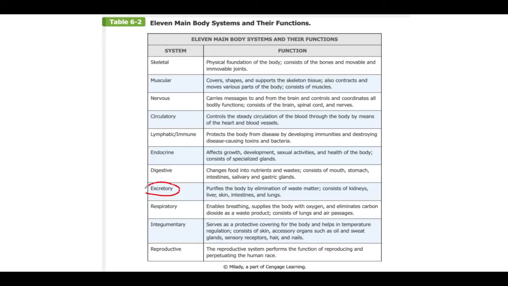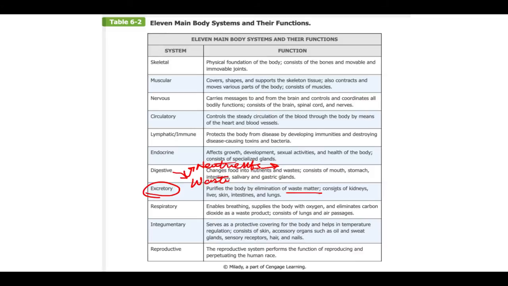Then the excretory system, and it purifies the body by elimination of waste matter. So once we have taken in food and digested it, a portion of that goes into nutrients that nourish the body. Then the waste product that results gets eliminated.